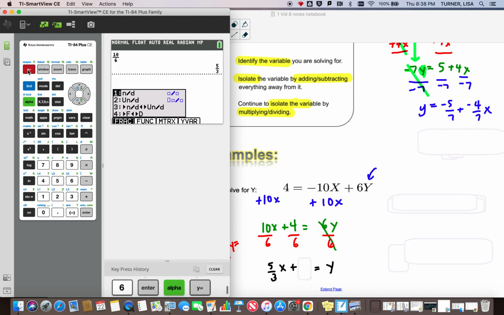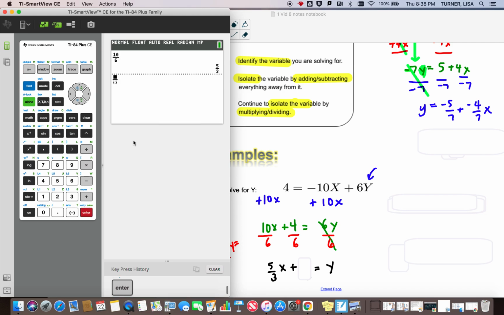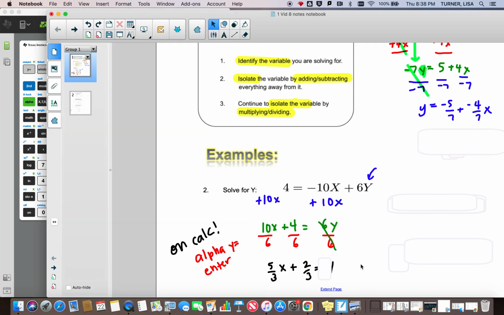And so I hit alpha y equals again, and I hit enter. And can I reduce a 4 over a 6? A lot of us think we can, a lot of us can do these in our head, but it's great to know, just have the calculator do this kind of reduction and calculation for us. All right, and so if I hit enter, it's 2/3. So my equation is y equals, and a lot of times we put the y equals at the front of our answer, but y is by itself, 5/3 x plus 2/3.